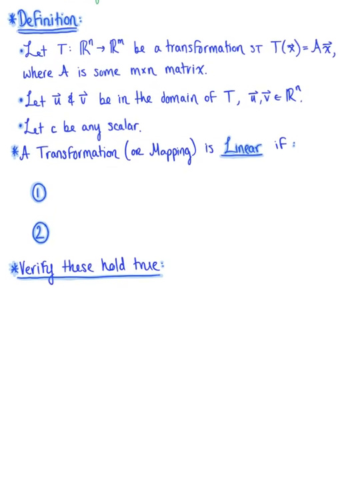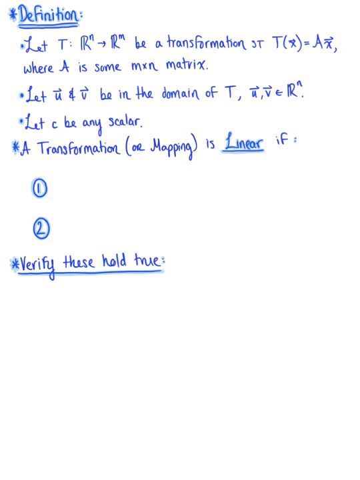So here is our definition. We're going to let T from Rn to Rm be a matrix transformation. So we have the image of vector x under the action of T being defined as matrix A times vector x, where A is some m by n matrix. Now we're also going to let vector u and vector v be in the domain of our transformation. So in other words, vector u and vector v are in Rn. Our last condition is that we're going to let c be any scalar our little hearts desire.